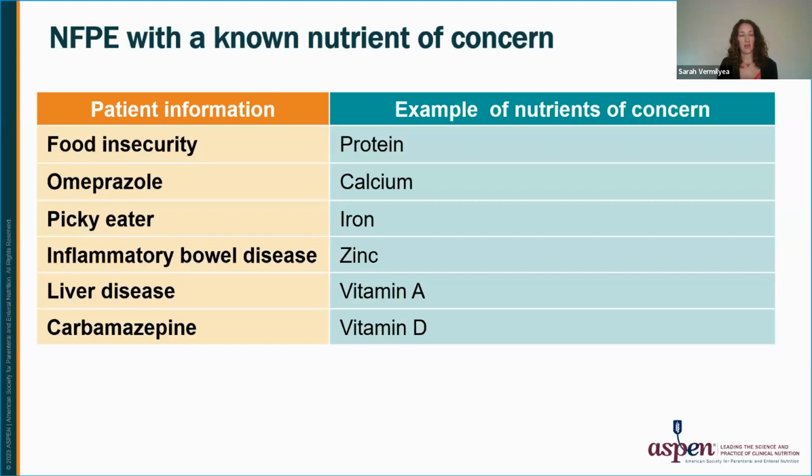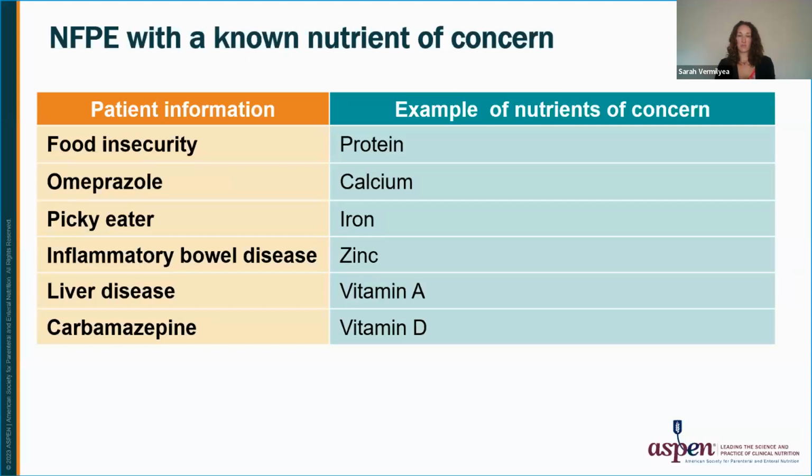Maybe someone is on long-term omeprazole and is not using a citrate-based calcium supplement. That could be a concern. A picky eater who you don't see any source of iron in their intake history, and then inflammatory bowel disease, liver disease, and also seizure medications can contribute to some actual specific nutrients of concern.